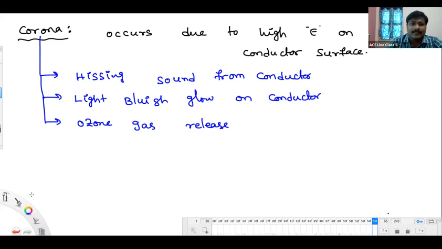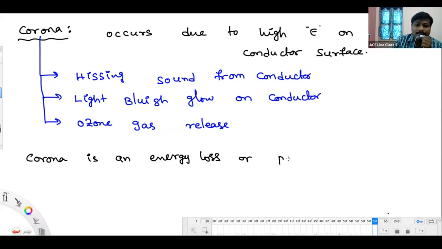See, actually, sound and light are simply forms of energy. Sound is a form of energy. Light is also a form of energy. Listen. These energies in the transmission line are created due to corona, but we are not using them for any purpose. We are not using that light, and we are not using that sound. So these two are considered to be losses. So corona is basically an energy loss, or you can say a power loss. There is no mistake in it.